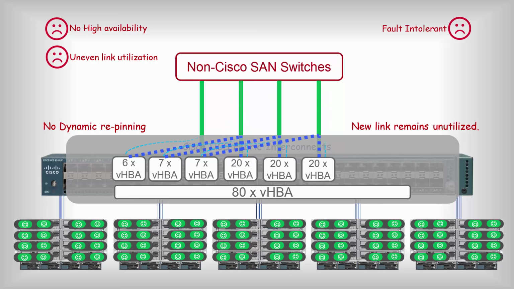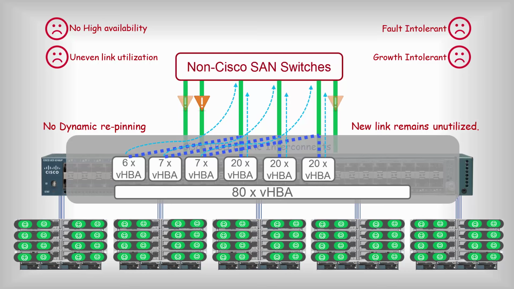The dynamic move to the new link does not happen. If you desire to increase the uplink bandwidth by adding more links, the traffic will not start using that link automatically. This is a clear waste of resources. You are prone to this kind of behavior with non-Cisco SAN switches.